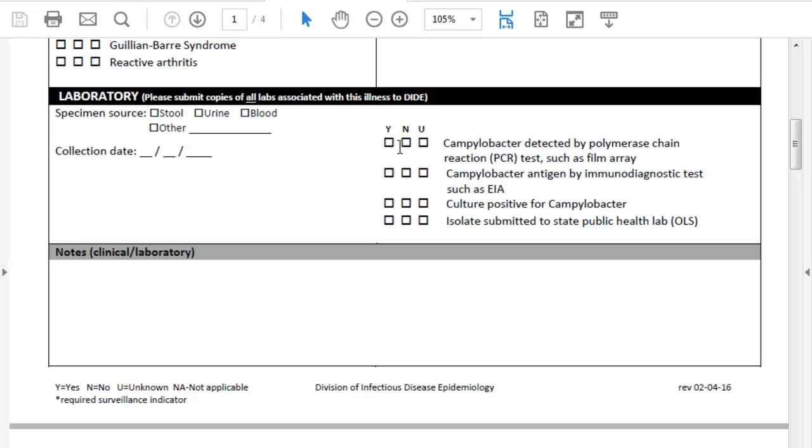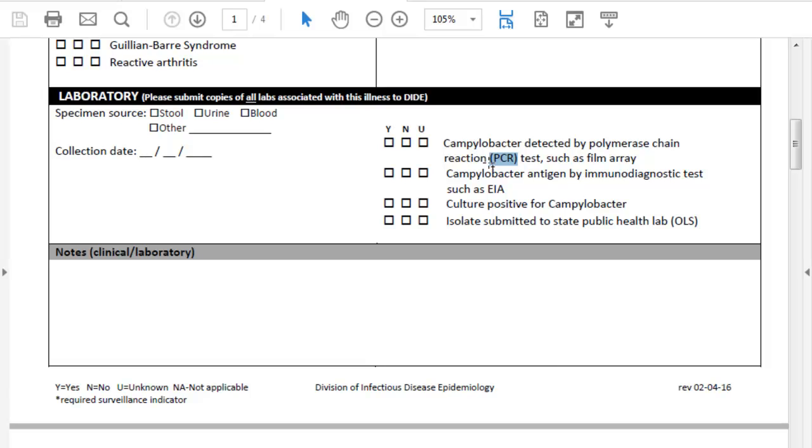They are sometimes called immunodiagnostic tests, with examples including EIA, or enzyme-linked immunoassay. Others use polymerase chain reaction, or PCR, to detect presence of the species' nucleic acid sequences, and examples of these include film array panels or gene panels.